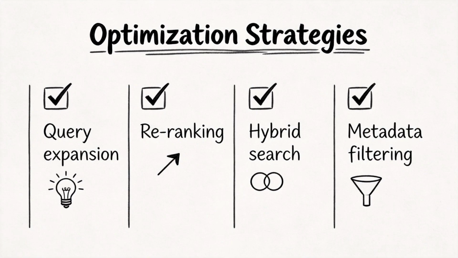To get the most out of our RAG, several optimization techniques can be applied. Query expansion improves recall by adding synonyms or related terms to the original query. Re-ranking uses more precise models like cross-encoders to refine the initial retrieval results and boost precision. Hybrid search combines keyword-based and semantic methods to capture both exact matches and conceptual relevance. And metadata filtering lets you narrow results by attributes like date, source, or category, ensuring context stays relevant to your specific use case. These strategies help balance speed, accuracy, and relevance.